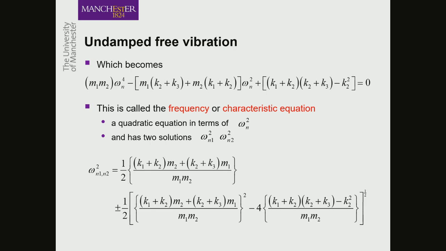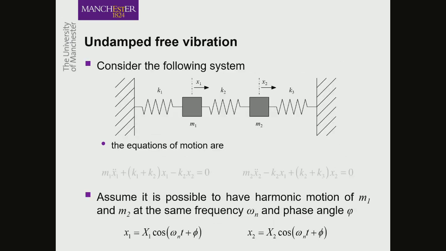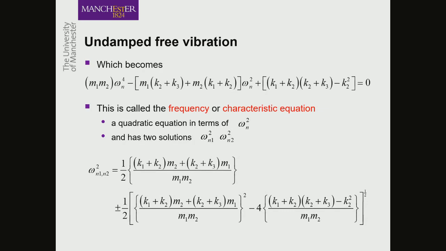So based on the assumptions that we made, I think I need to clarify this before we continue. We assumed before we started the solution that both M1 and M2 can move in harmony, kind of, right? And we gave them two different equations to represent their motion. Since we find omega n1 and omega n2, it means that this system can vibrate harmonically under two natural frequencies.